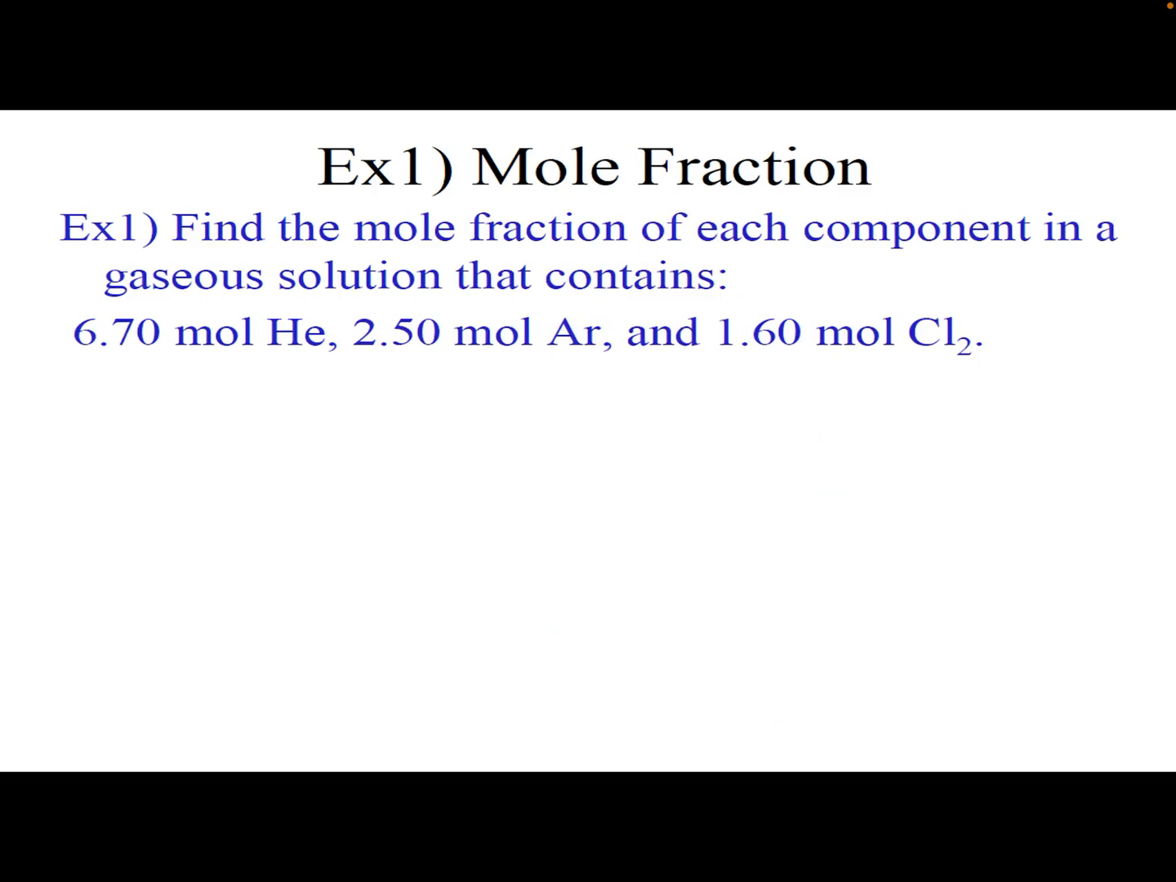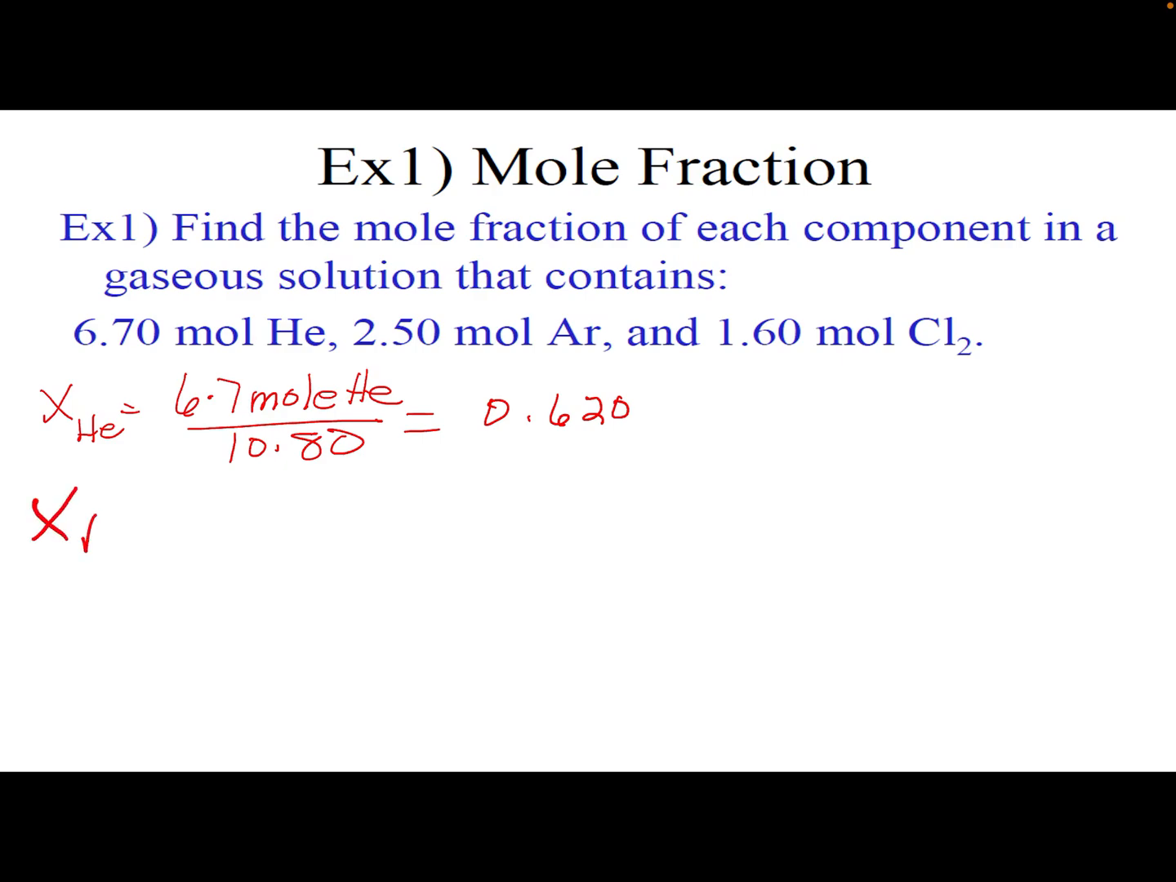So this says find the mole fraction of each component in a gaseous solution that contains 6.7 moles of helium, 2.5 moles of argon, and 1.6 moles of chlorine. So we're going to have to find the mole fraction for helium. We will take the 6.7 moles of helium over the total. Well, let's quickly total them all up in our calculator. I'm going to take my 6.7, my 2.5, and my 1.6, noticing while I'm doing that these are 3 significant figures for answers. Okay, so that's going to be 10.80. And so then if I do my 6.7 divided by 10.80, I get 0.620. I need 3 significant figures. And that's the mole fraction for helium.